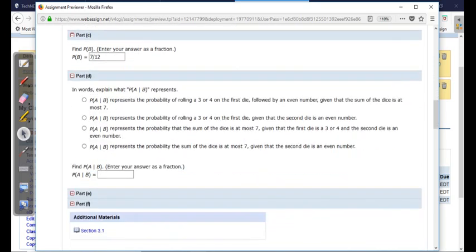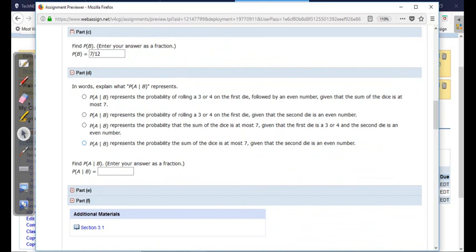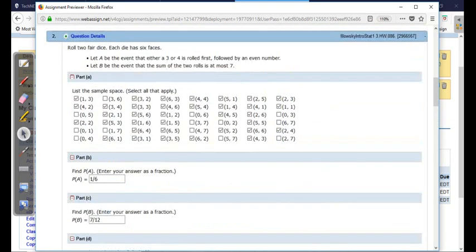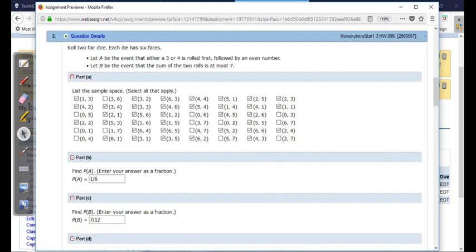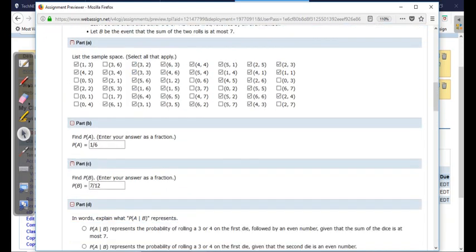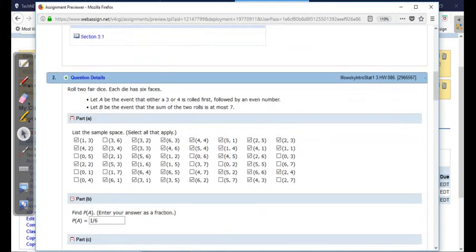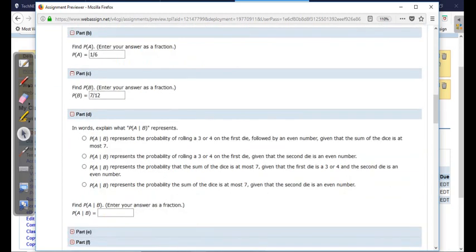What is the probability of A given B? Well, okay, A given B. That means that we want the event of the dice to be 3 or 4 rolled first, followed by an even number, given B, right? So the probability of A given B is the event A, given that the sum is at most 7. Well, that's an interesting one. But let's see. The probability of A represents the probability of rolling 3 or 4 in the first die, followed by an even number, given that the sum is at most 7. That's that first one right there.